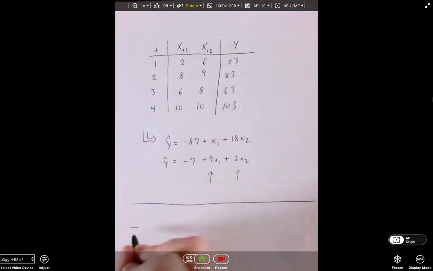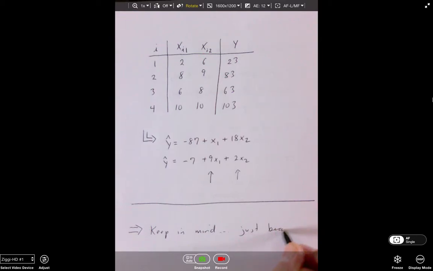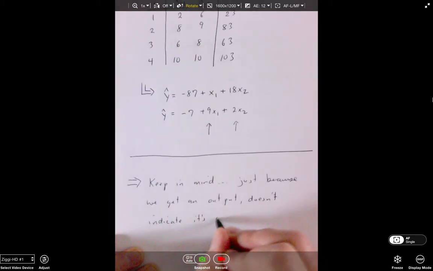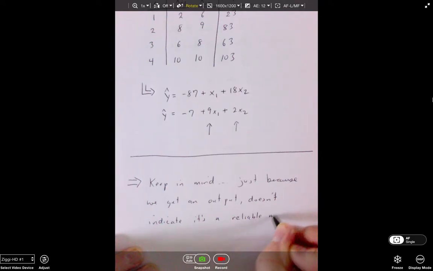So, guys, keep in mind, just because we get an output doesn't indicate it's a reliable model. And I'm going to show you throughout this video things that we can look at. At the end of the day, you look at the standard errors. If the standard errors are really huge, then it indicates that you've probably got some of these issues with the calculation of the betas for logistic regression.